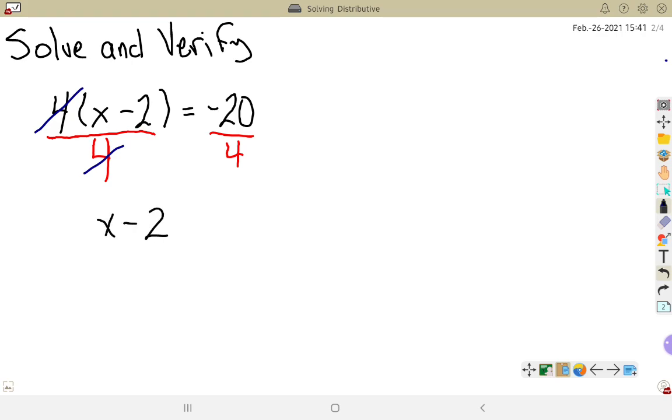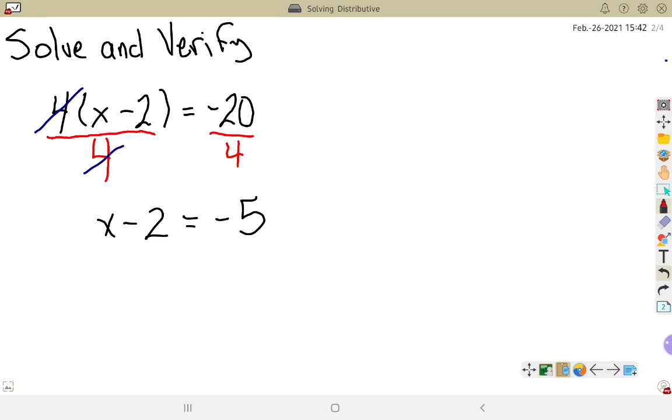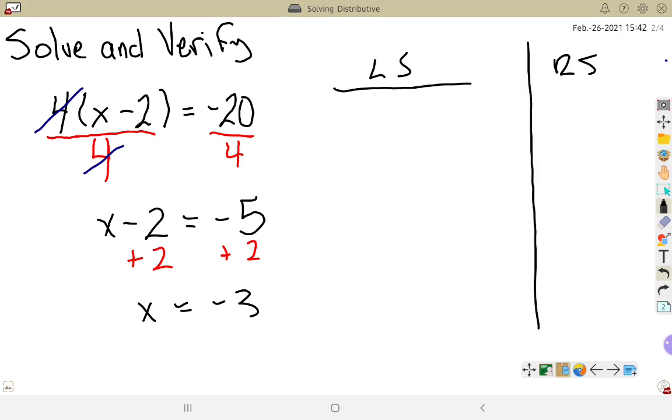I've got x minus 2 is equal to, on the other side, negative 20 divided by 4 gives me negative 5. And then, my opposite of x minus 2 is equal to negative 5, I'm going to add 2 on both sides. And that leaves me now with x is equal to negative 3. So we save a step when we do it like this. We don't really need to do the distributive property.